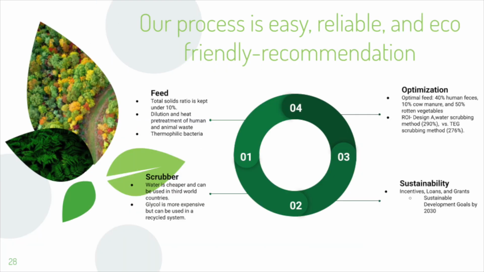As my team members have shown, our process is easy, reliable, and eco-friendly. Here are our final recommendations. The feed-solid ratio should be kept under 10%, diluted, and heat pre-treated. It is best to use a water scrubber since it will have a higher yield of return on investment. The optimal feed is 40% human feces, 10% cow manure, and 50% rotten vegetables, and the government should give out more incentives, loans, and grants for sustainable energy.